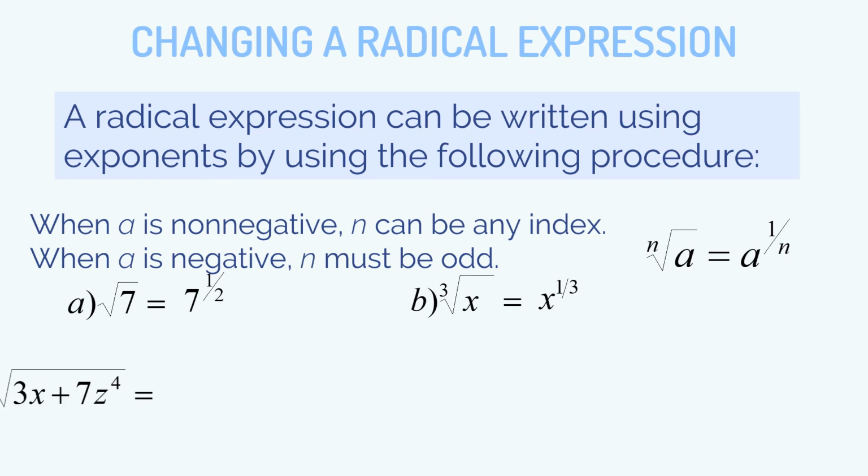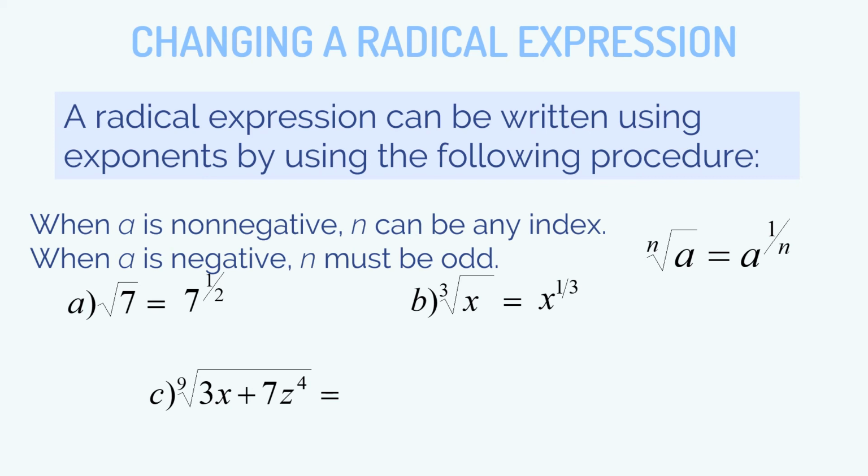And we have one more example, and it's the 9th root of 3x plus 7z to the 4th power. Notice that in this one we have a sum inside of the radical symbol, so the radicand is 3x plus 7z to the 4th power. So how can I use the property that we are learning in this exercise?